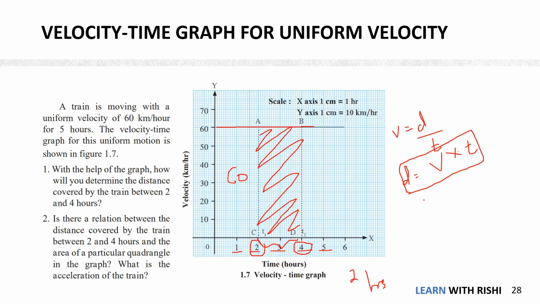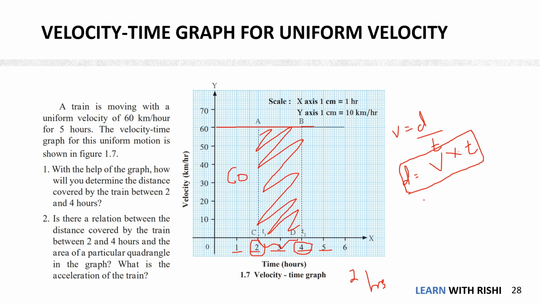Yes. The area of the particular quadrangle in the graph, here in this case a rectangle, is nothing but the distance covered. So you can say that the distance covered by the train between 2 and 4 hours is equal to the area of the quadrangle in the graph.